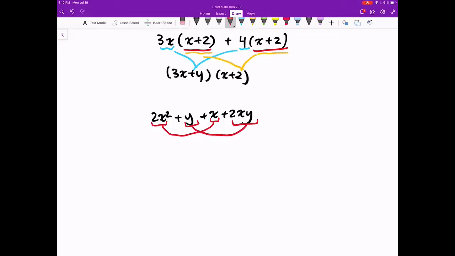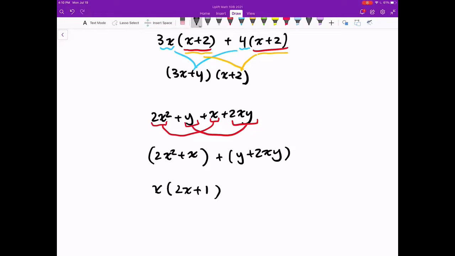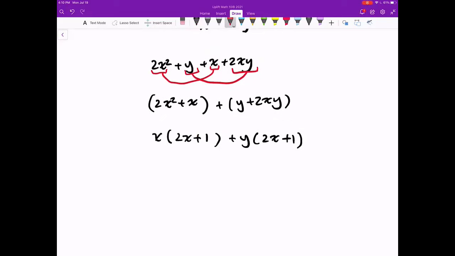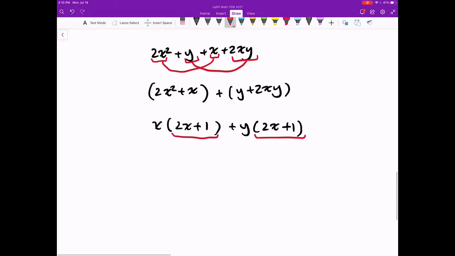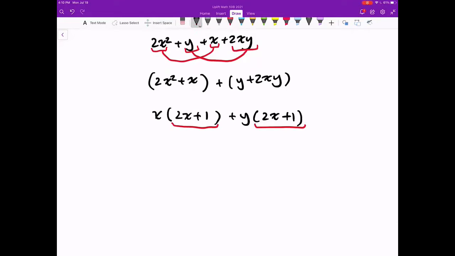And here we can write it out. We have 2x squared plus x in brackets, plus 2xy plus y. The order doesn't really matter, but whatever. And then we can take out the GCF of each. So in the first one, we have x times 2x plus 1. And in the second one, we have y times 1 plus 2x. Yeah, and then we can just flip it. So yeah, like terms, associative property of addition. And then like terms, take it out. And we have x plus y times 2x plus 1.